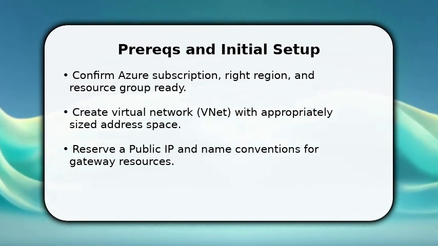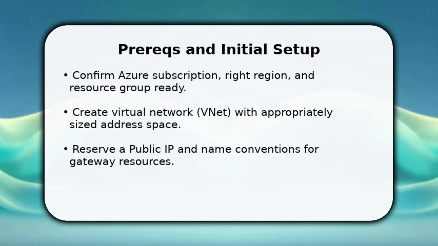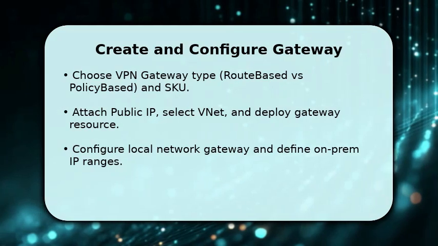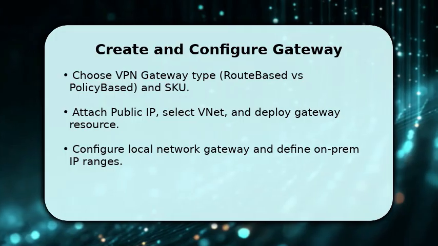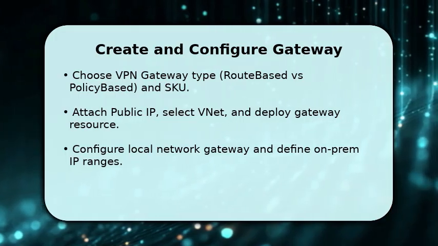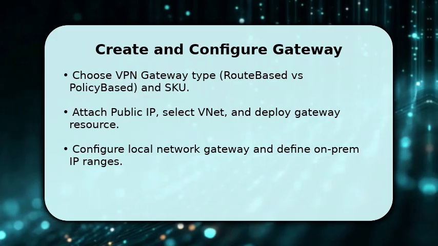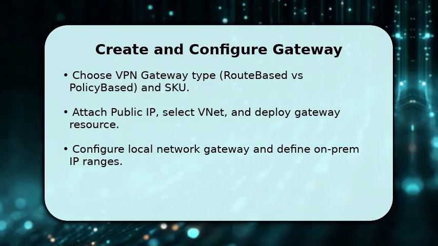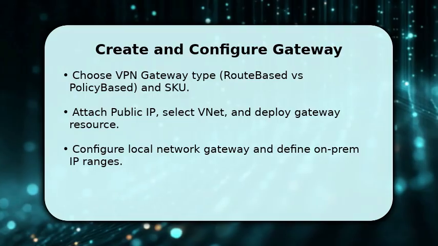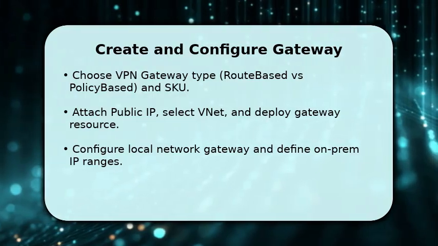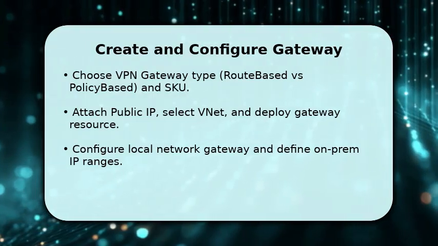Now you build the gateway itself. Choose a VPN type, route-based for most scenarios, policy-based only for legacy devices, and select an appropriate SKU for throughput and features. In the portal or via CLI, attach the reserved public IP, reference the VNet and gateway subnet, then deploy. This can take 20-40 minutes.